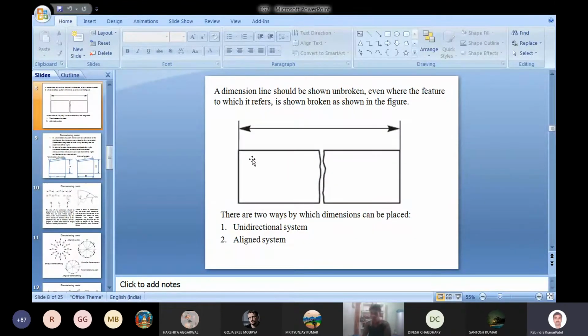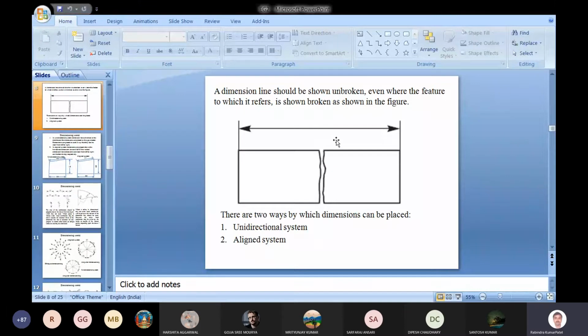If an object is broken like this, meaning the object is quite long, which cannot be accommodated onto the drawing sheet, we can make it like this, that is, it is broken. But the dimension line should not be broken. The dimension line should be shown complete, and the dimensional detail should be put as the actual dimension.